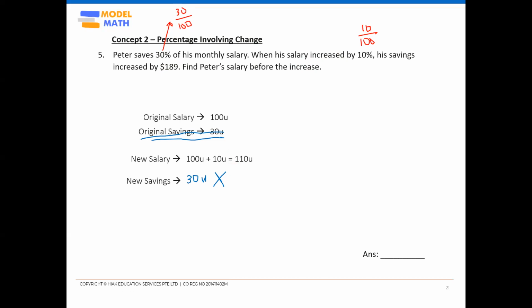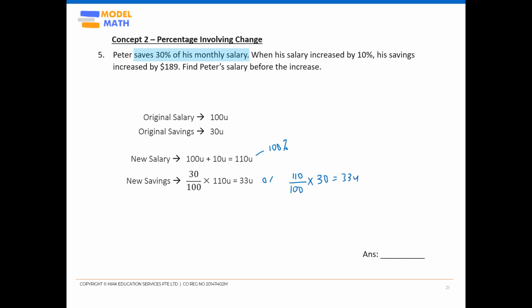What's the new value inside this 30%? With this, I just need to take 30 out of 100, since 30% is 30 out of 100, and multiply it by 110 units, because it is 30% of the 110 units now. And I realize that will be 33 units. Fair enough? Some of you may not like to do it this way, so instead you can treat this as the new so-called 100%, within the 30% layer. You can take 110 divided by 100 times 30, which will still give you 33 units also.